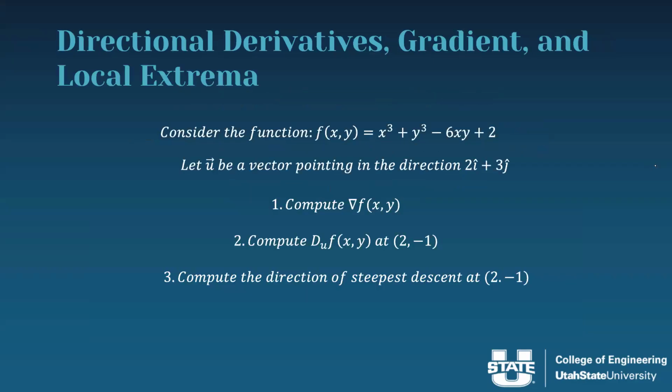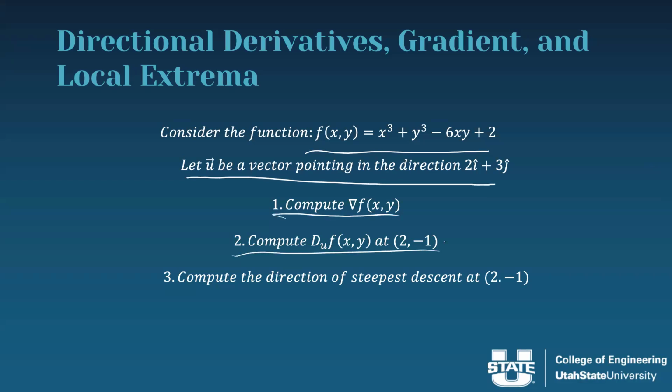All right, so let's do a practice problem. We have a function f of x, y equal to x cubed plus y cubed minus 6xy plus 2. And we are given a vector u pointed in the direction 2i plus 3j. And we want to compute three things. We want to find the gradient, we want to find the directional derivative, and we want to compute the direction of steepest descent at (2, -1). So I'll give you some time to try those on your own based off what we just talked about, and then we'll come together and work on it.